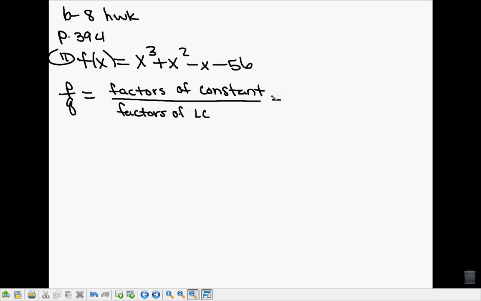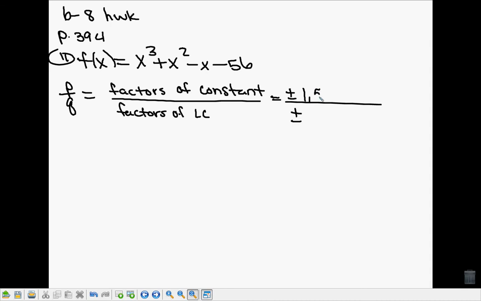So take 2 seconds. What is the constant in this problem? 56, right? What is the leading coefficient? 1. So the constant is the number usually at the end, the one without a letter. And then the leading coefficient is the number usually in the beginning, the one in front. Okay? So write down what the factors of 56 are.